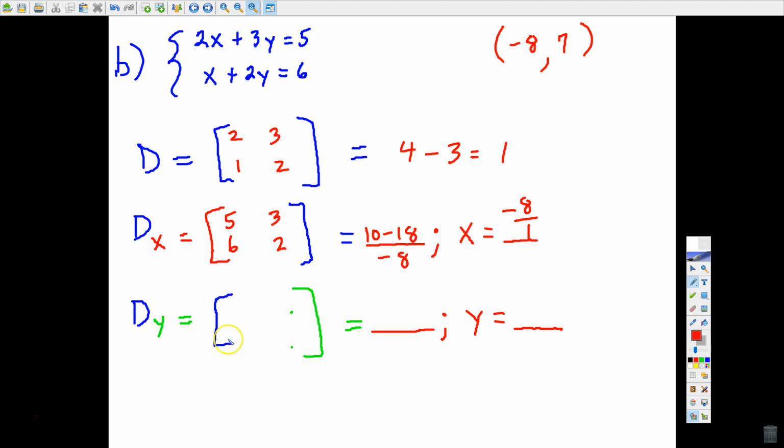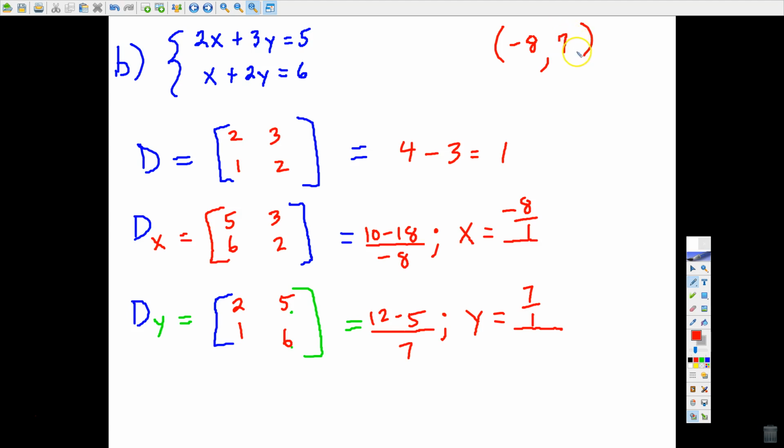D sub y looks like this. It's going to be the matrix 2, 1 for the x coefficients, but I'm going to replace the y coefficients with the constants. And I do another determinant. 2 times 6 is 12. Minus 1 times 5 is 5. D sub y is 7. Well, that means y is going to be 7 divided by 1. We always divide by this coefficient matrix determinant. And now you can see how we got 7 for y in the answer.